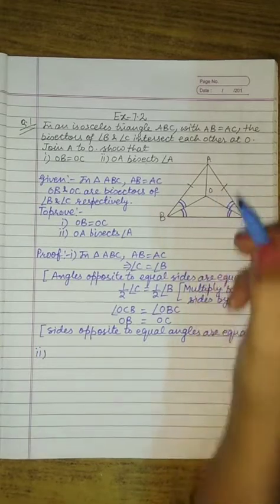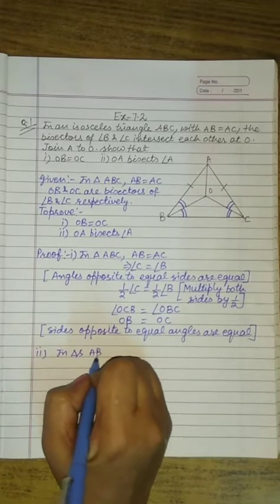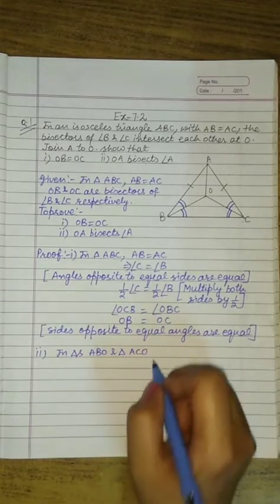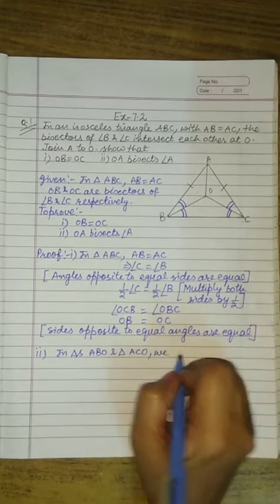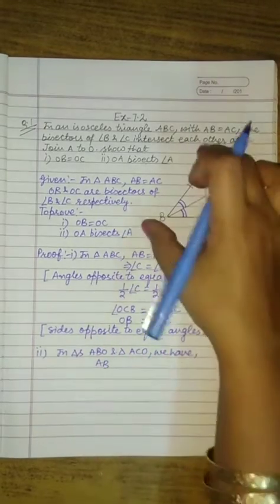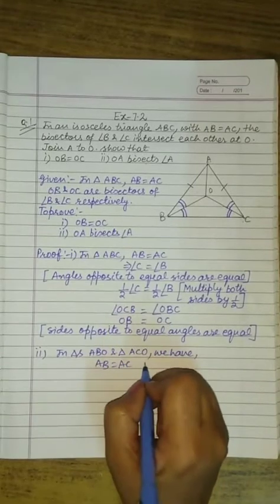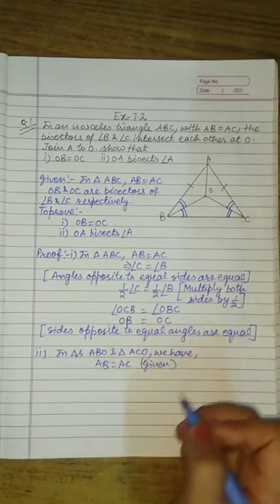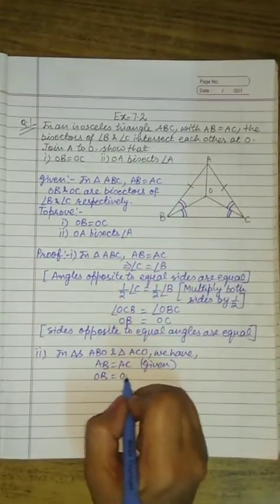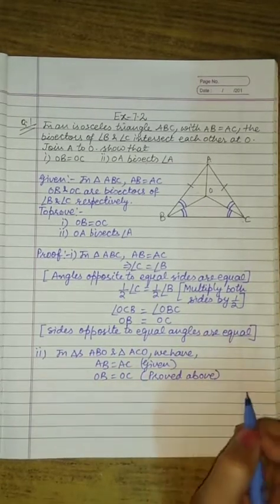We are taking these two triangles and we will make them congruent. So in triangle ABO and triangle ACO, we have, now in these two triangles, what we are given: first condition, which is given, AB is equal to AC. So we will write given. Now second is OB is equal to OC. OB is equal to OC, that we have proved above. In first part we have proved this.